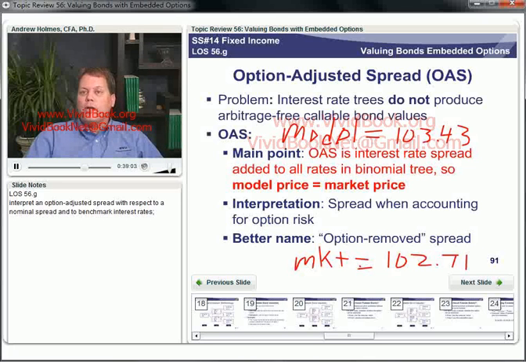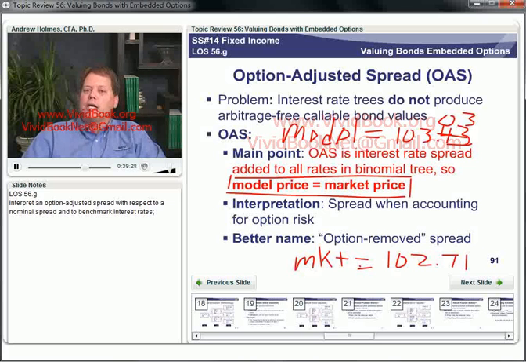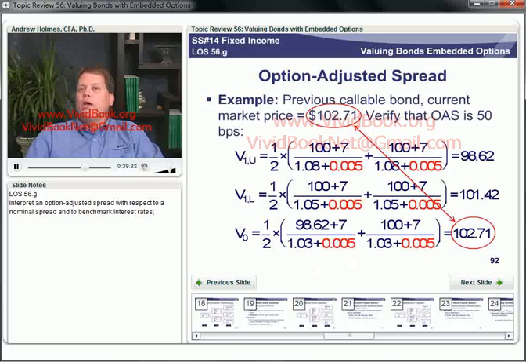If we added 20 basis points, we'd see this would fall to, I don't know, 103.03 or something like that. What would happen if we added 50 basis points to every interest rate in the interest rate tree? If that would force the model price to be equal to the market price, then we would have discovered the option adjusted spread. If we go to the next slide, here we go through and do exactly what we did previously.